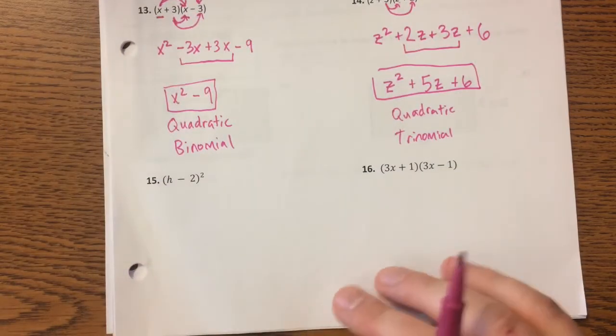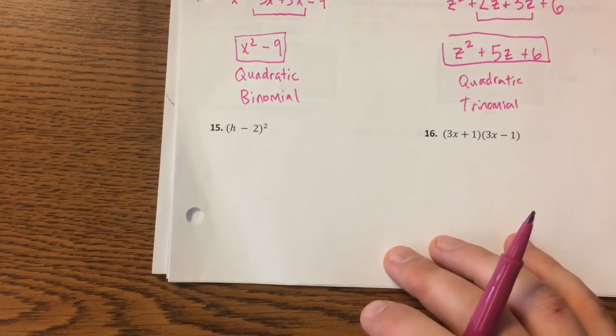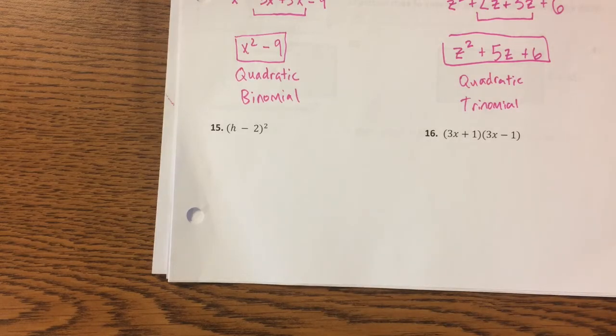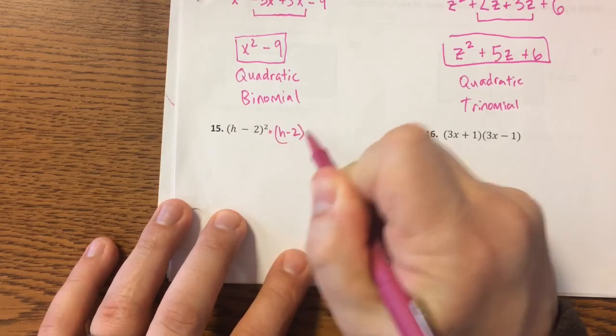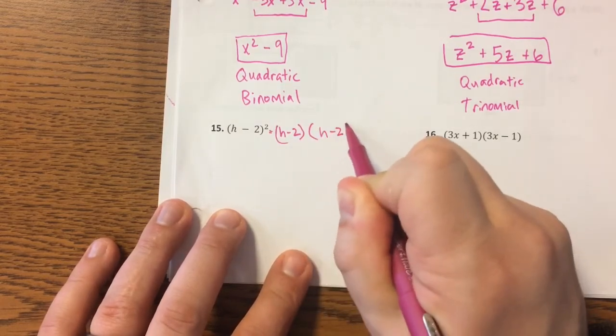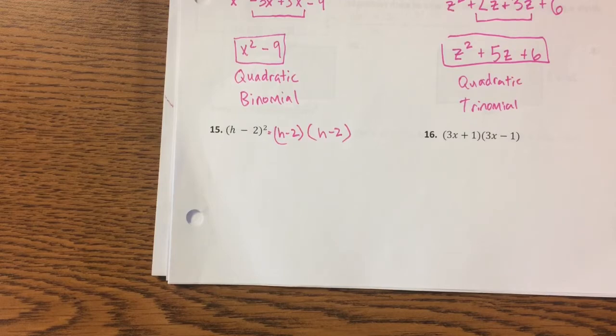All right, number 15. Now when I see h minus 2 squared, what do I really need to do here? How do I rewrite this? Yeah, good. H minus 2 times h minus 2. So rewriting it like that can help to remind you how to do it.